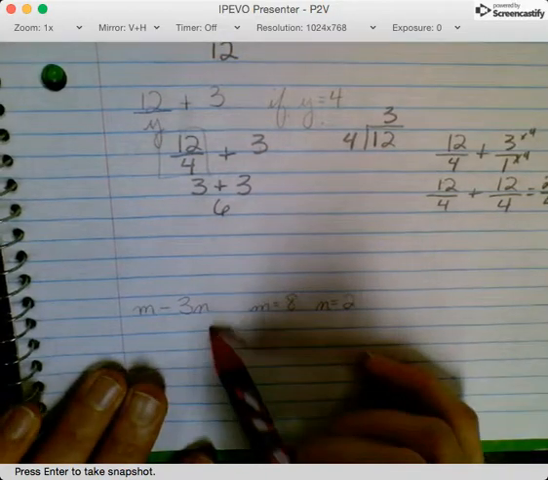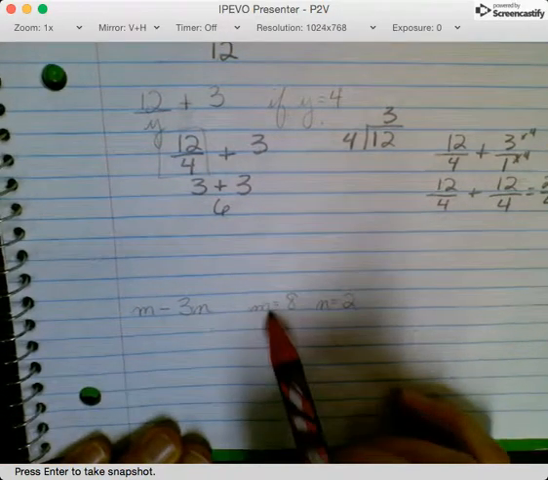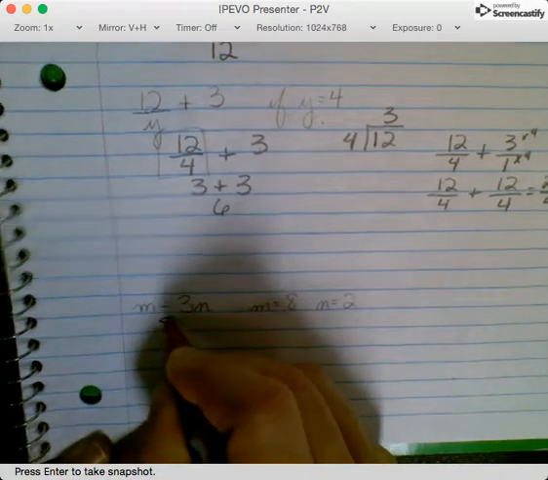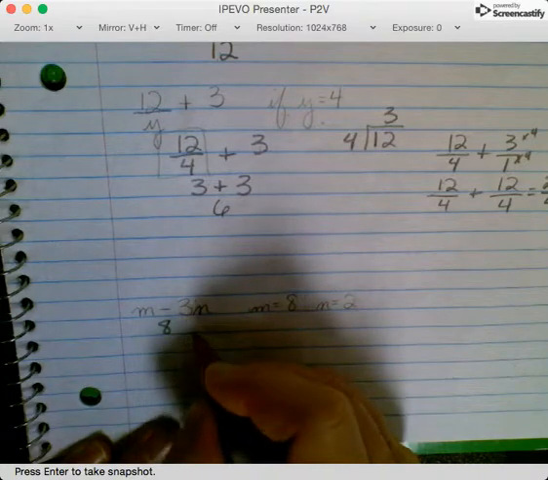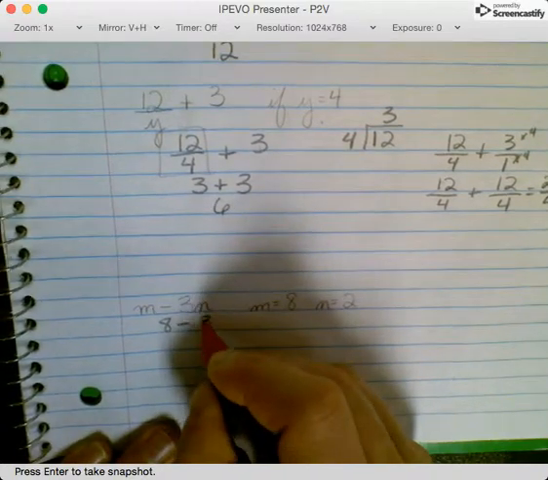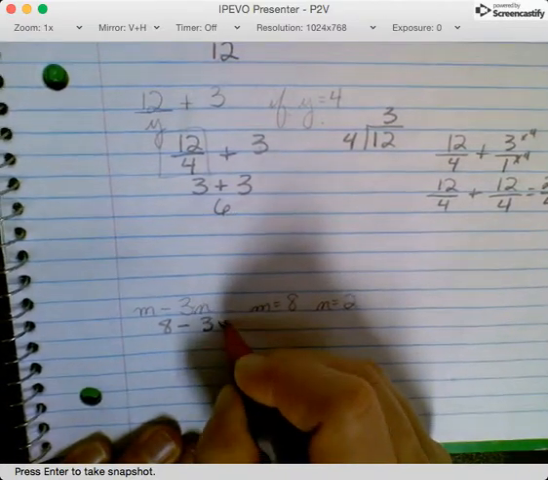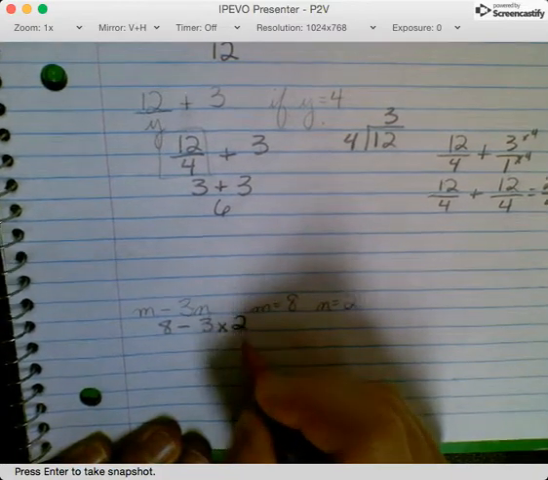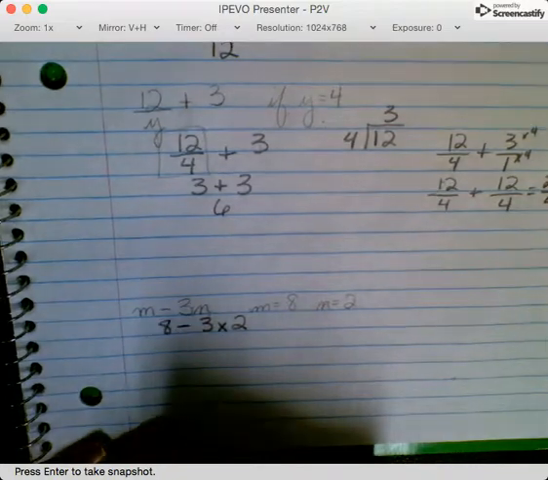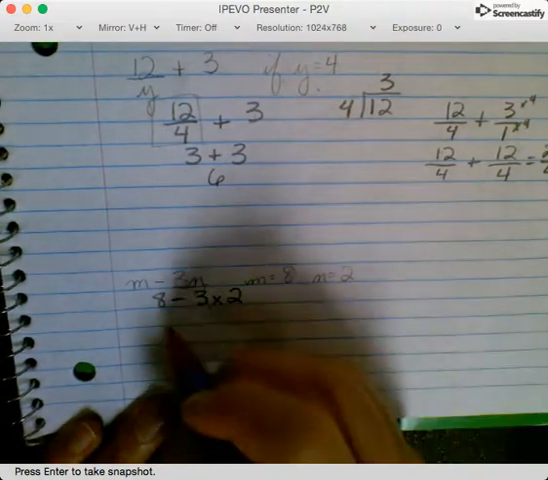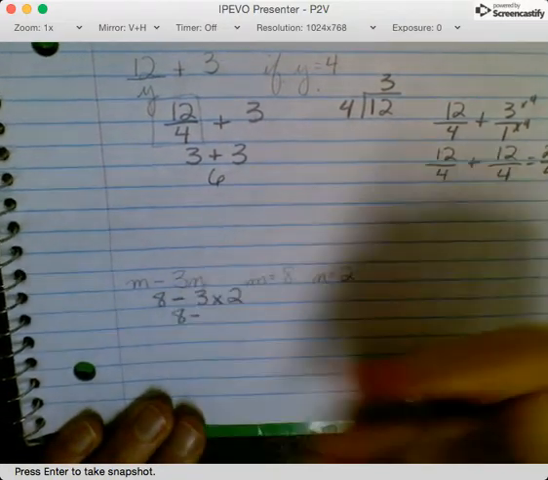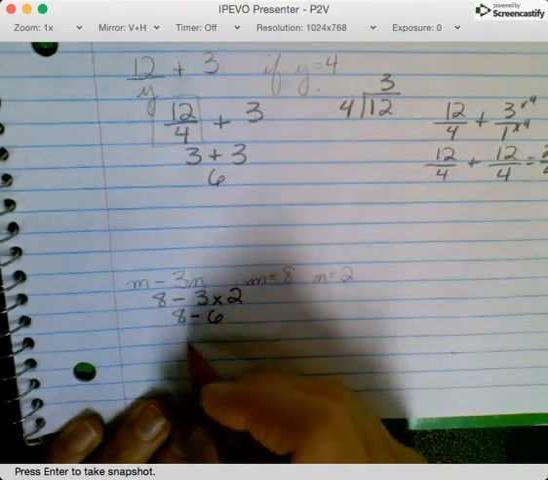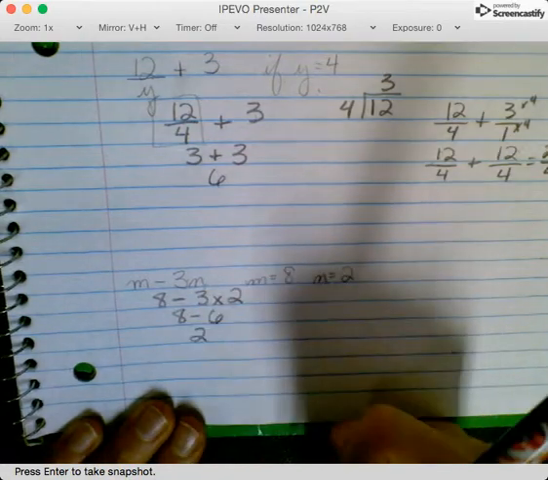All right, this one has 2 variables. You just do the same thing though. You just substitute them in still. So I'm going to put in 8 for m, take away 3n, and remember, if I have a letter beside a number, that means you're multiplying. So 3 times n, with n equal to 2. Order of operations, I do multiplication first, so I rewrite my 8. I do my multiplication, that would be 6, and then 8 minus 6 is 2.